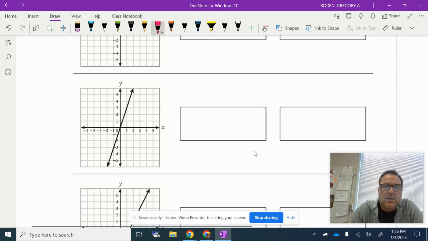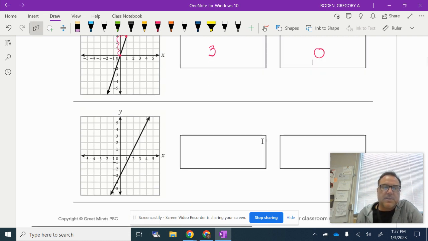Let's take a look at this one. Well, what's your slope on this one? Well, before you can find the slope, you want to find two good points. So the origin looks like a good point, and this point looks good right here. So we're going to rise 1, 2, 3, and run 1. So it looks like our slope is going to be 3 over 1, or just 3. And then our y-intercept is going to be 0. Okay? All right, so what's the next one here?